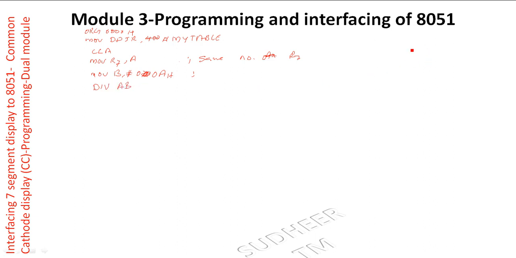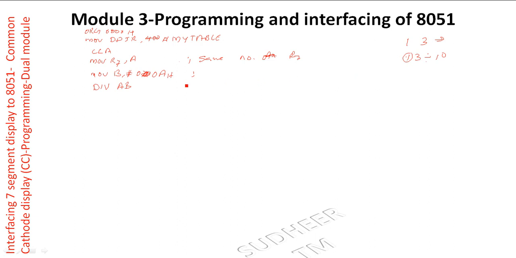Then DIV AB. So the concept is, if the number is 13, I need to get the numbers 1 and 3. 1 I should show on the tens place segment, and 3 I should show on the ones place. To separate the number, if it is a decimal number, we can divide the number 13 by 10. So it will come with a quotient of 1 and a remainder of 3. The remainder we can keep at the units segment, and the quotient at the tens place. The same concept is used here.